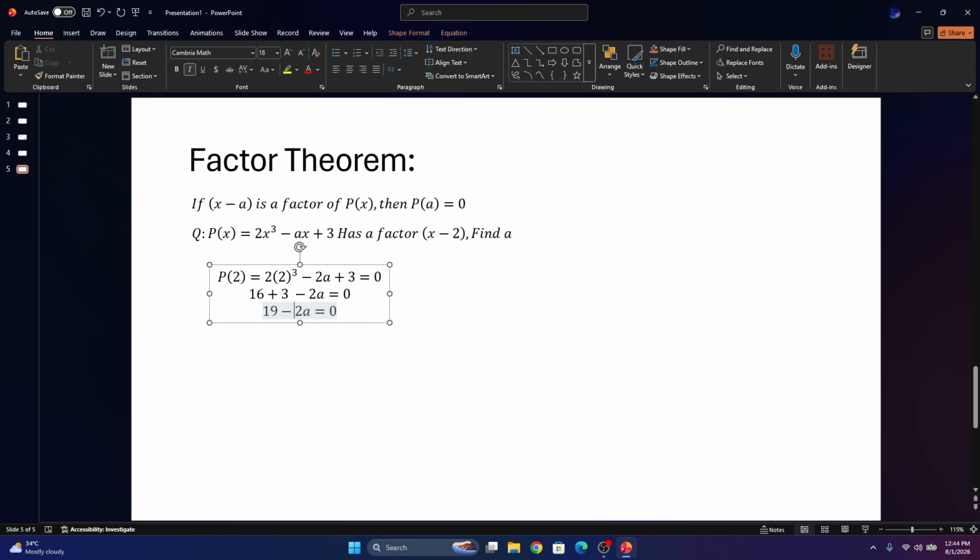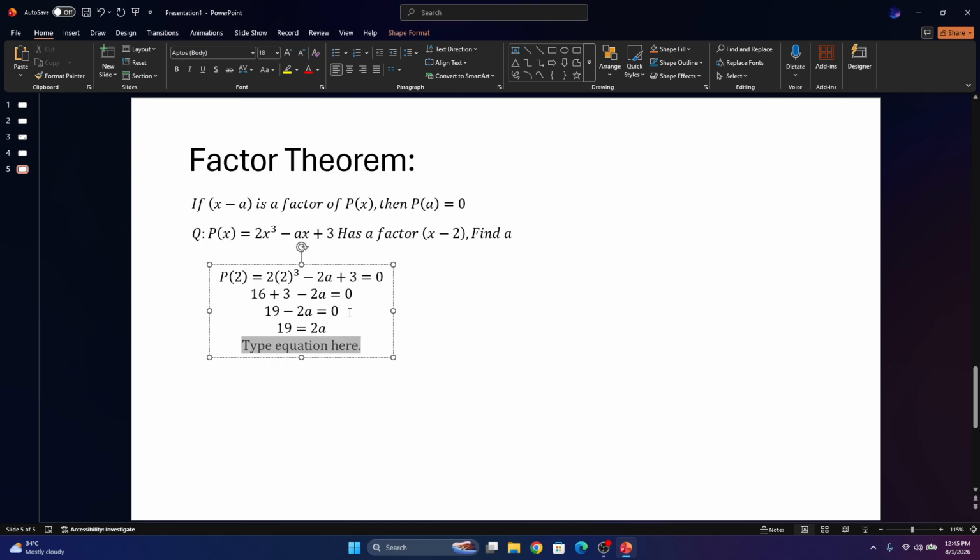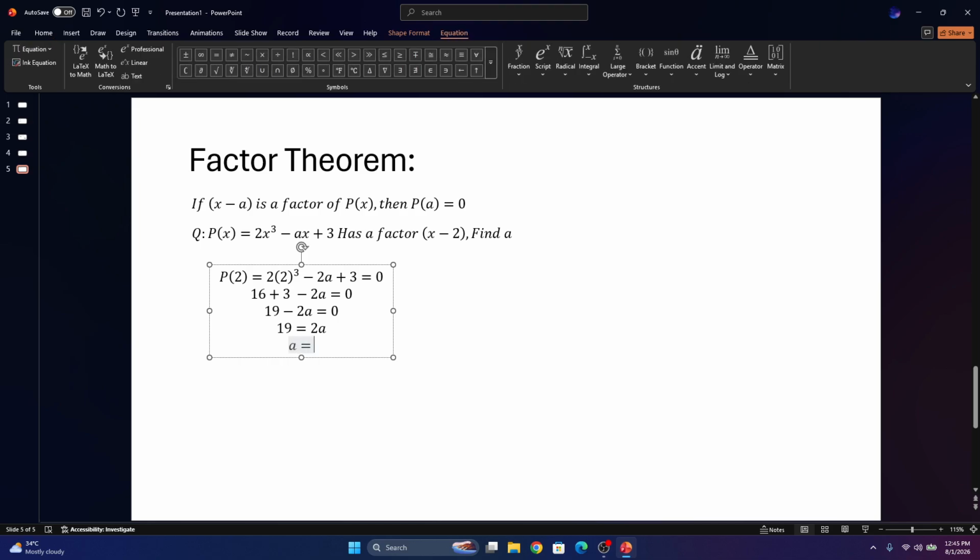And now we're just going to bring 2a to the other side by adding it to both sides. So we're just going to get 19 is equal to 2a, and we're going to solve for a. So we're going to get a is equal to the fraction 19 by 2, which is just going to be 9 and 1 by 2. And there we go. That is our value for a.